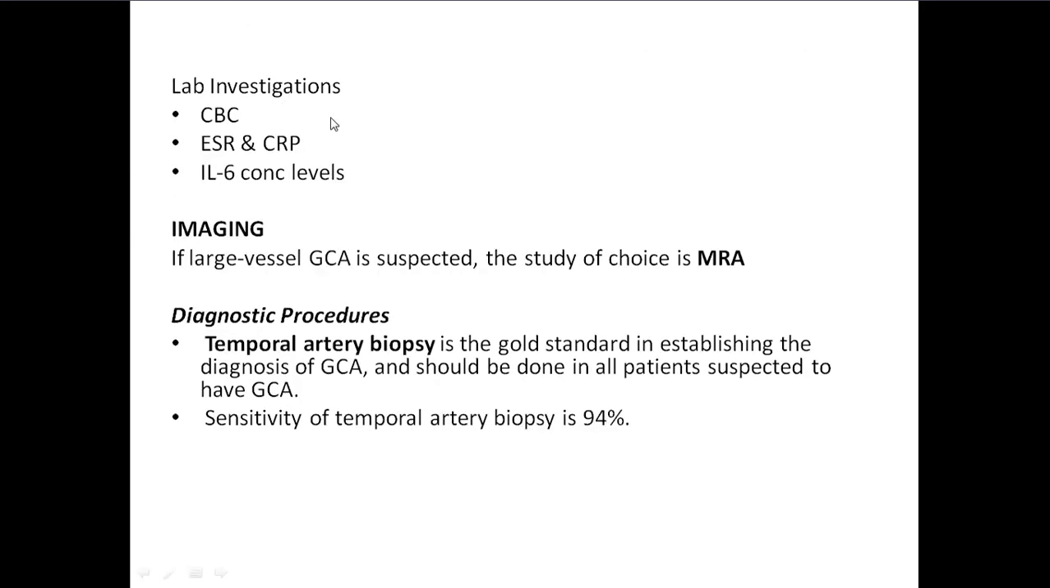The lab investigations are similar to the other ones: the complete blood picture, the ESR, CRP levels, and IL-6 levels, and imaging. MRA, magnetic resonance angiography, is the imaging choice, and the diagnostic procedure is temporal artery biopsy. So it's very important you do a biopsy here. This is the gold standard in establishing the diagnosis of giant cell arteritis, and should be done in all patients suspected of giant cell arteritis. The temporal artery biopsy is 94% specific.